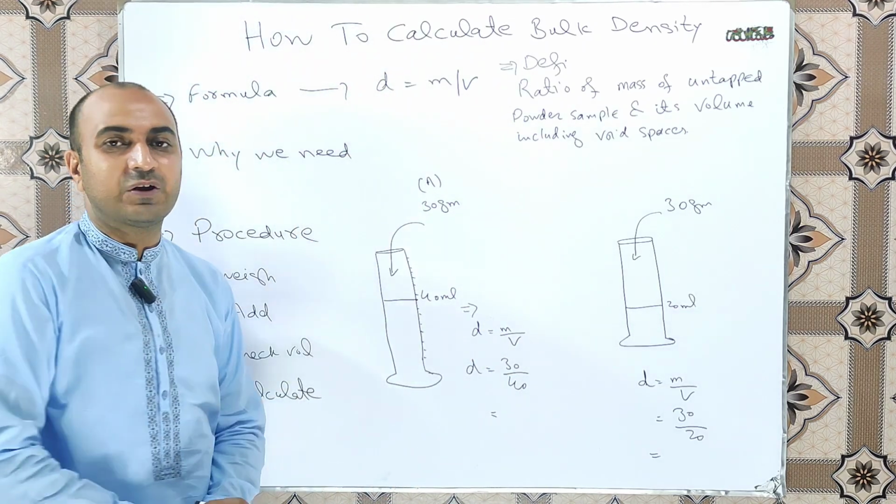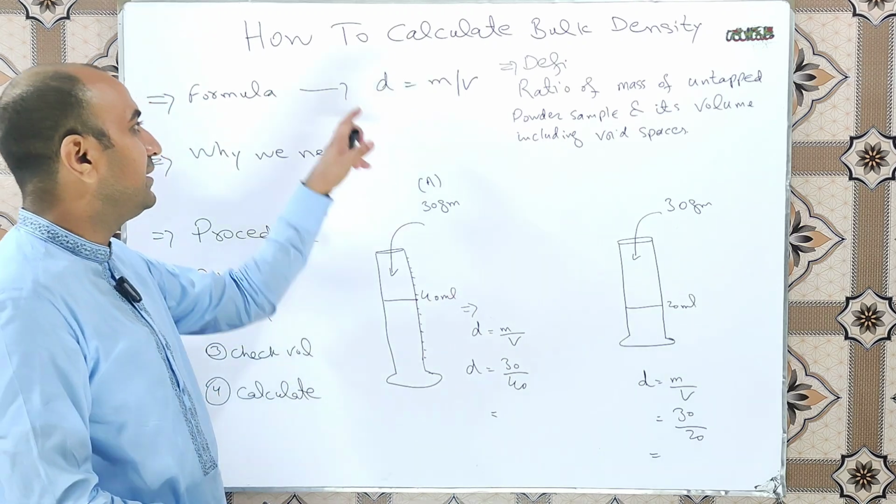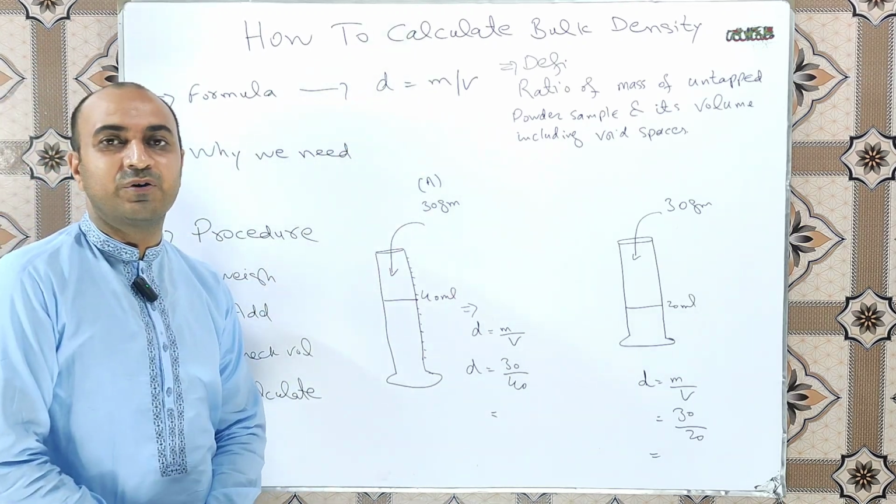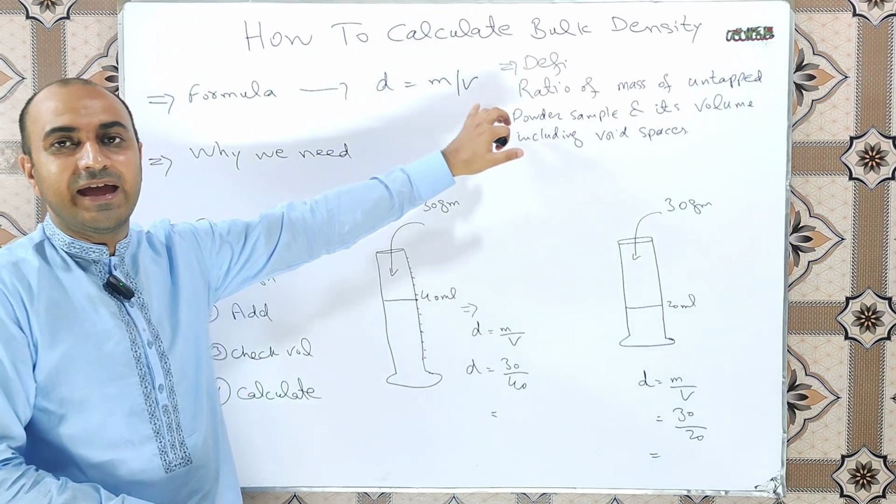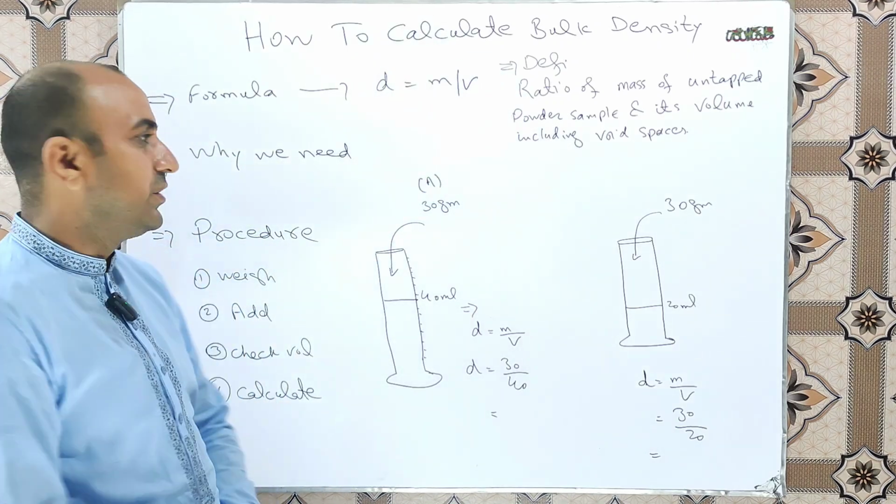Which formula is used to calculate bulk density? It is very simple. D is equal to M over V. M is equal to mass and V is equal to volume.